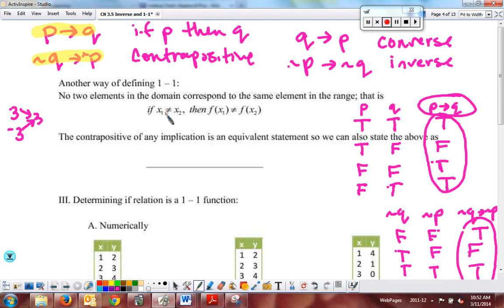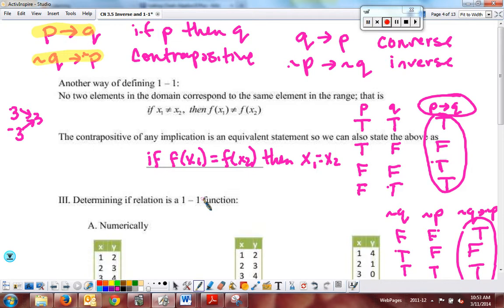What would be the contrapositive of this if-then statement? If f of x1 equals f of x2, then x1 equals x2. That means the same thing. Now what does that say? It says if the y values are equal, the x values have to be equal if it's a one-to-one function. Because if the y values are the same and you have two different x values, then you throw out your one-to-one correspondence. Okay, you look puzzled, Charles.